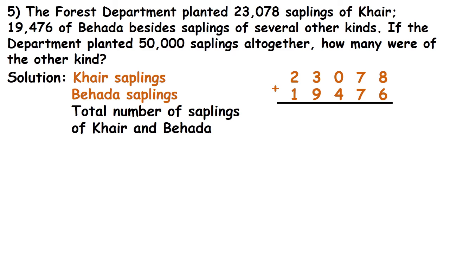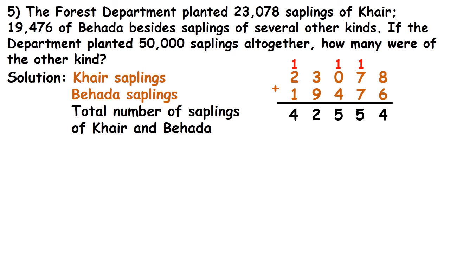8 plus 6 will become 14. So 1 will be carried and 4 is written in the units place. 1 plus 7 will become 8 plus 7 is 15. We will carry 1 and write down 5. 1 plus 4 again is 5. Then 3 plus 9 is 12. 1 is carried and 2 we will write down. 1 plus 2 plus 1 gives us 4.